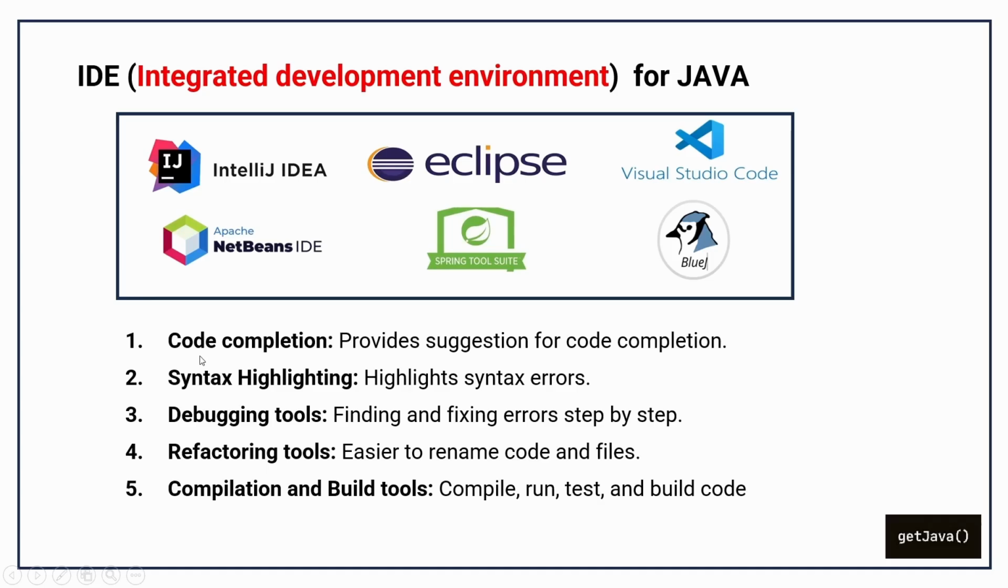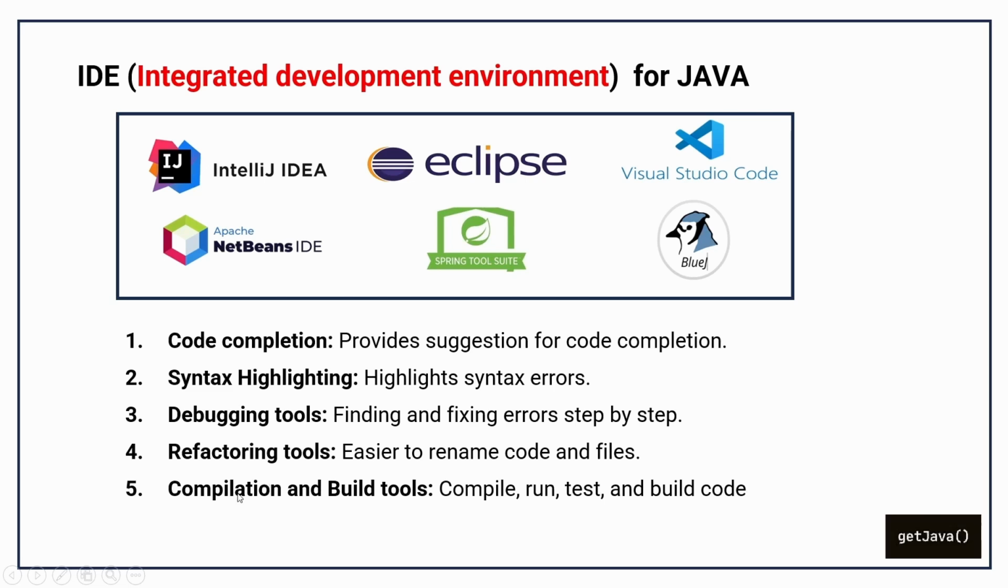First is code completion. They provide suggestions for code completion, so you don't have to write the entire code manually by typing it. Syntax highlighting. If there are any errors in your code, these IDEs will highlight those syntax errors so that the developer can fix them. Debugging tools. These IDEs also have debugging tools which help in finding and fixing errors or logical errors inside your code, that too step by step. Refactoring tool. It makes it easier to rename the code and files by using these refactoring tools.